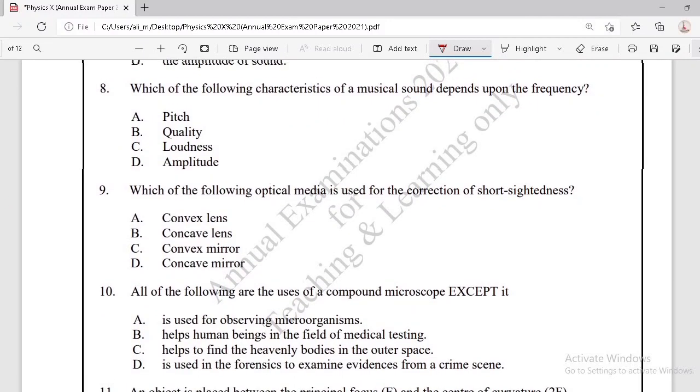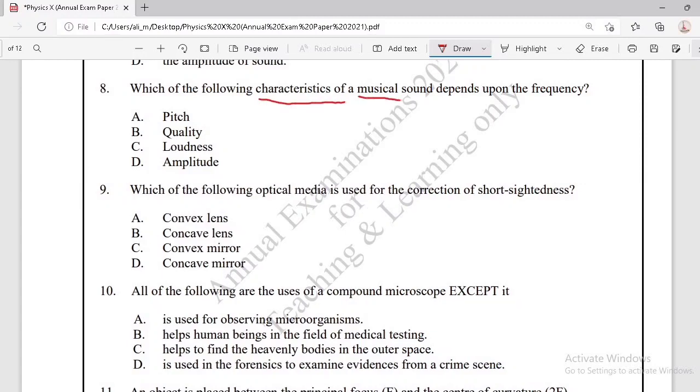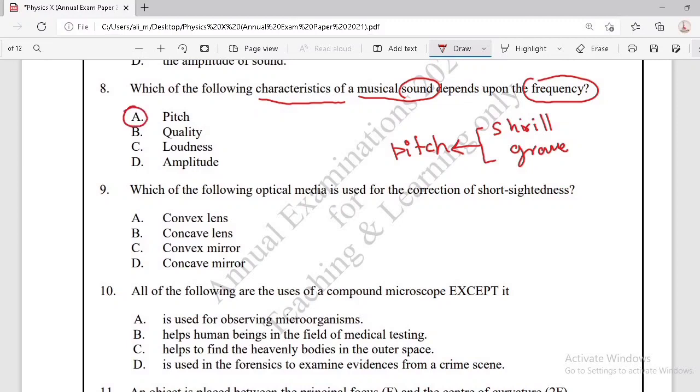Then we have question number 8. Which of the following characteristics of a musical sound depends upon frequency? The characteristic of sound that differentiates between the shrill sound and the grave sound depends on the frequency of the sound. The more the frequency, the more shrill the sound, while the less the frequency, the more grave. The characteristic that differentiates between these two types of sound is known as the pitch of the sound. So the right answer will be option A for question number 8.